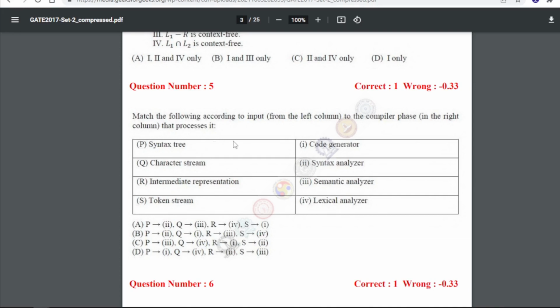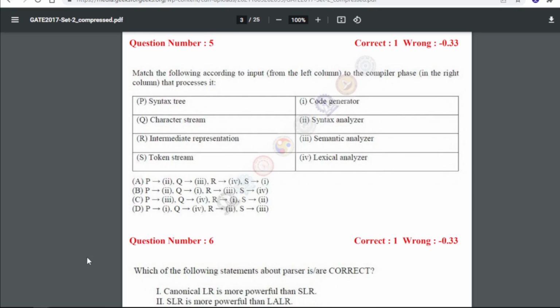Fifth is match the following according to input from the left column to the compiler phase in the right column to process it, right? So for fifth basically our answer is C, that is again this one: syntax tree belongs to semantic analyzer, character stream belongs to lexical analyzer, intermediate representation IR belongs to code generator, and token stream belongs to syntax analyzer, right? So again for this one the answer is C.